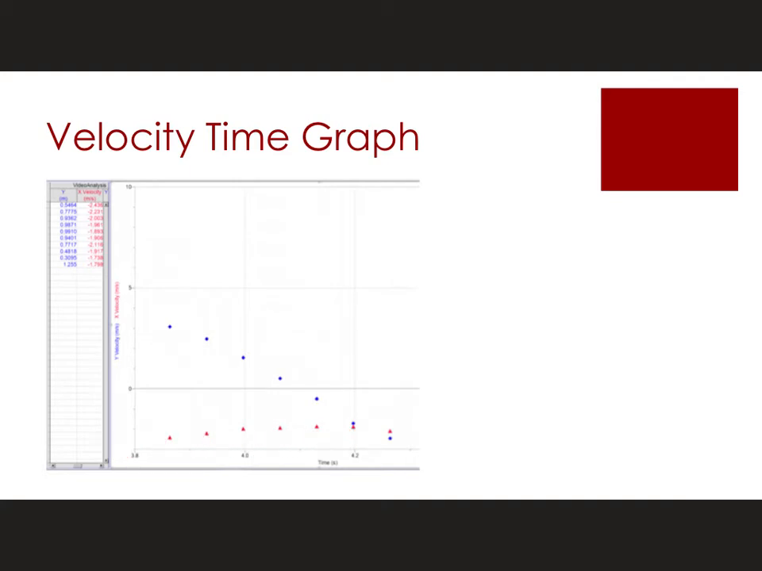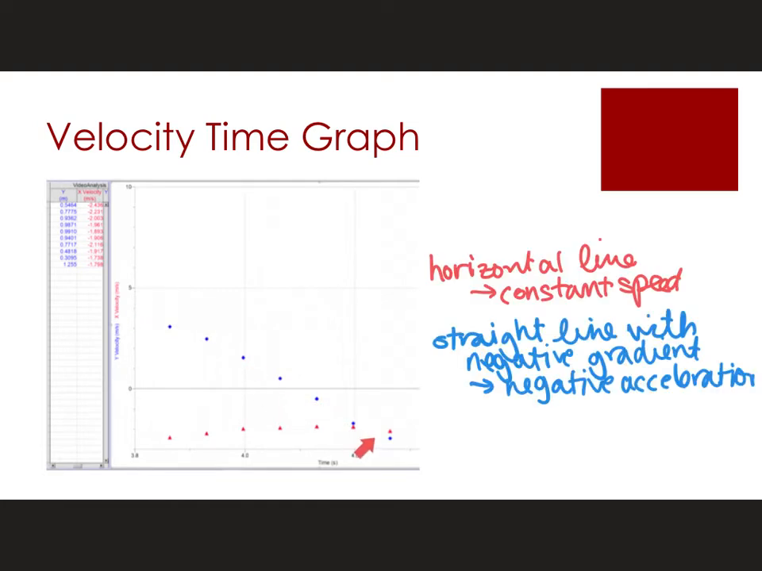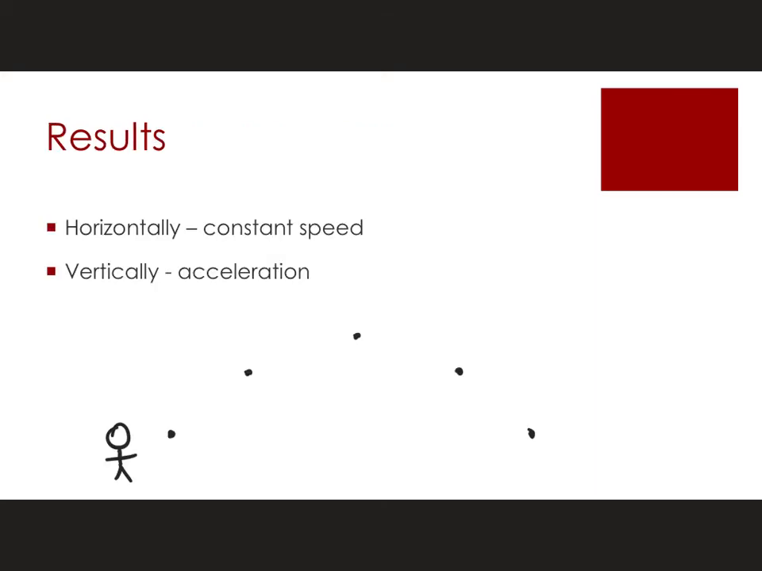Likewise, on a velocity time graph, because I have a gradient that's not zero, this is going to give me an acceleration. And you can see with a negative gradient, I have a negative acceleration. Okay, so the results then show us that horizontally we were moving at a constant speed, but vertically there's acceleration.